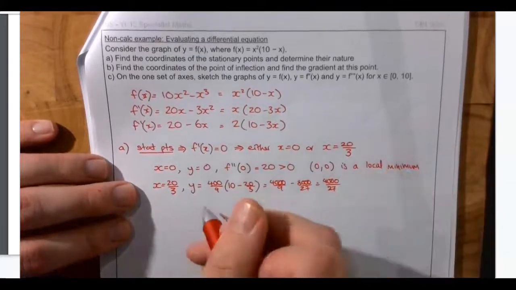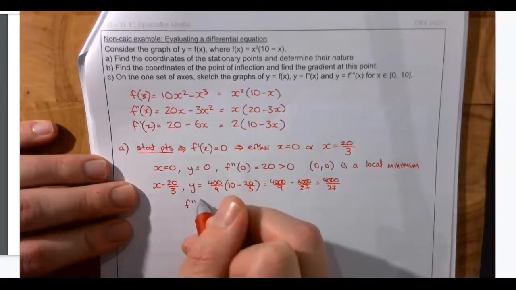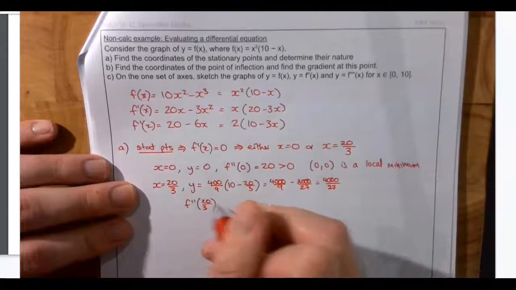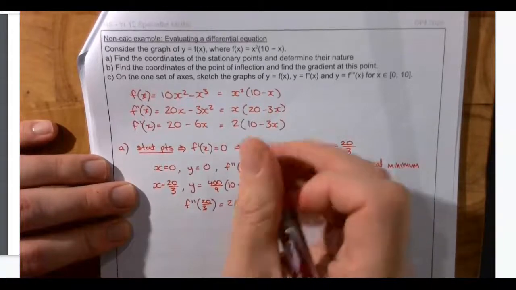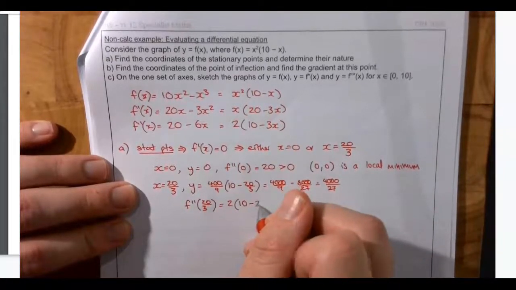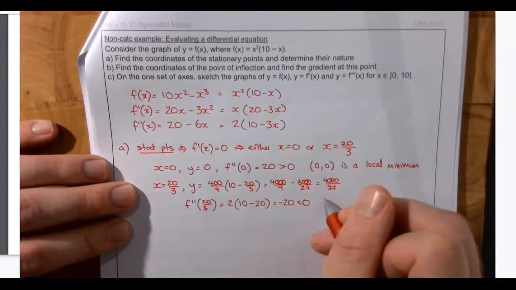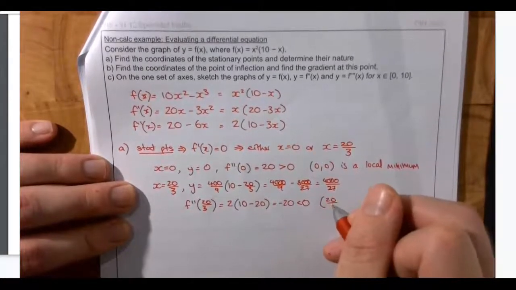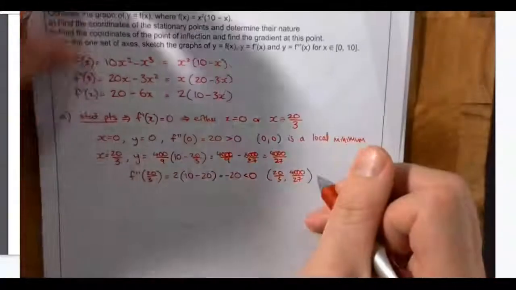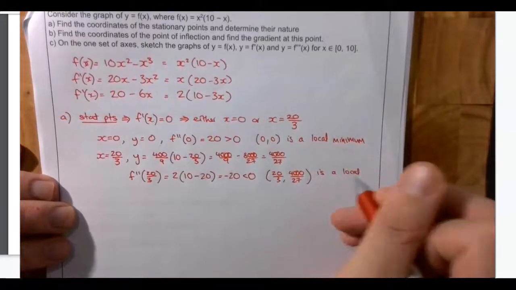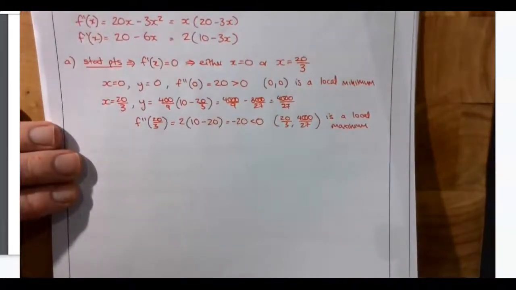So that's the y coordinate, and then looking at f double dash of 20 over 3, I'm going to get 2 times 10 minus 3 times this, so minus 20, so that's less than 0, which tells me that this point, 20 over 3, 4,000 over 27, is a local maximum. That's my argument for part A.